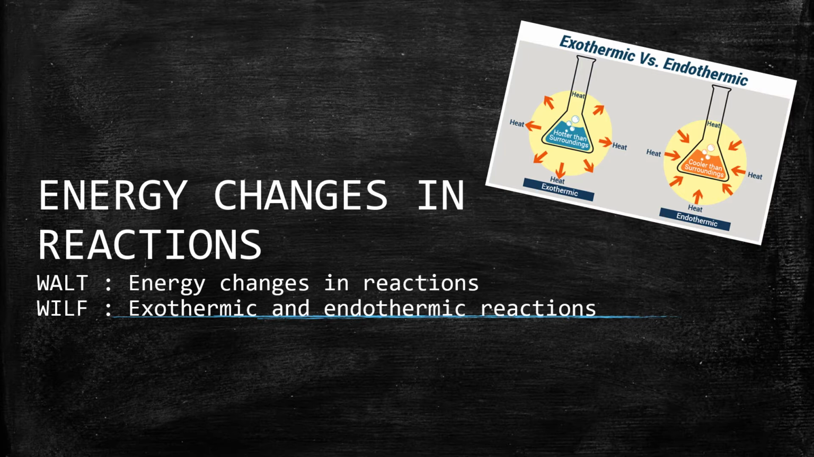So we will learn about exothermic and endothermic reactions. Who knows what is exothermic and what is endothermic? Alright, so you can see from this picture, exothermic versus endothermic. Exothermic, you can see the heat is given out. See the arrow, the heat is given out. How about endothermic? See the arrow, the heat is absorbed. It absorbs the heat from the surrounding. Exothermic gives heat to the surrounding.